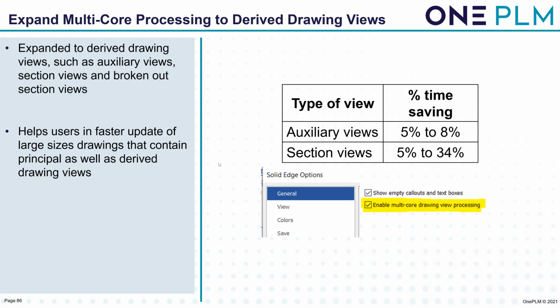We've now extended the multi-core processing to derive drawing views. So previously it has done normal each separate view. Now it will do derived views such as auxiliary views, section views, and broken out section views. So we're going to get a faster update of large size drawings that contain principal as well as derived drawing views.